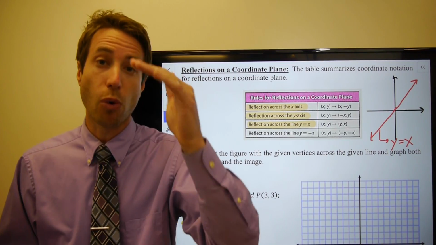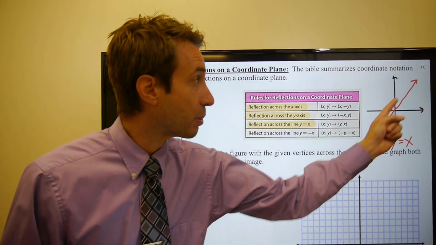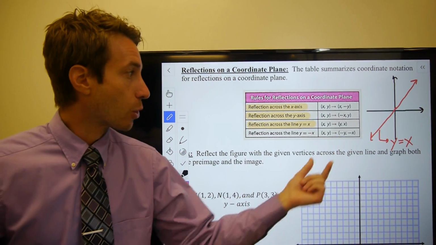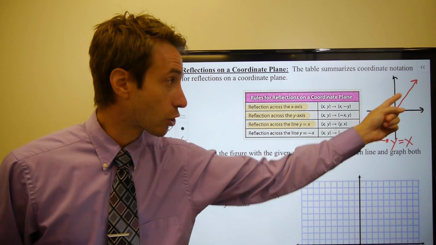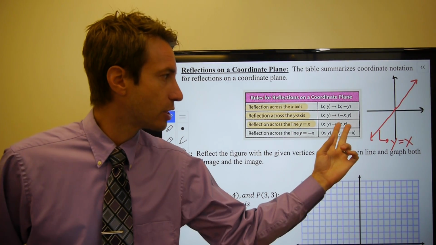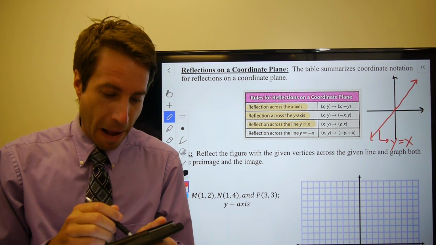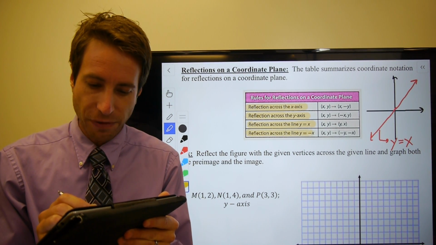Because if x is 1, y is 1, x is 2, y is 2, x is 3, y is 3. So it splits the first and third quadrants in half. And so we give you the transformation for reflecting things across that line, which is a pretty common line to reflect things across, and all we do is switch the x and y value, switch the spot of those coordinates.